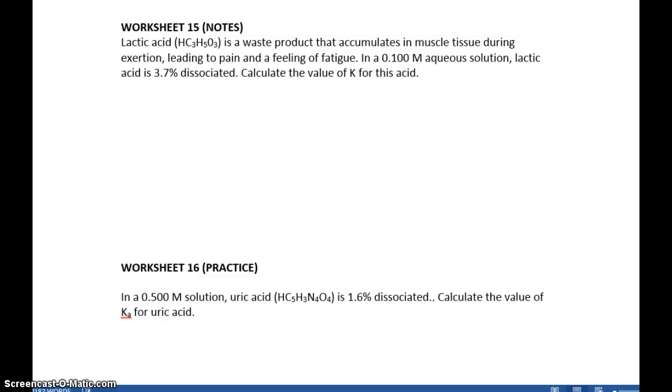For our last problem, we're going to turn to worksheet 15. We're going to learn how to calculate the Ka, or the K, if we know the percent dissociation. So lactic acid is a waste product that accumulates in muscle tissue during exertion, leading to pain and fatigue. In a 0.1 molar aqueous solution, lactic acid is 3.7% dissociated. Calculate the value of K for this acid.